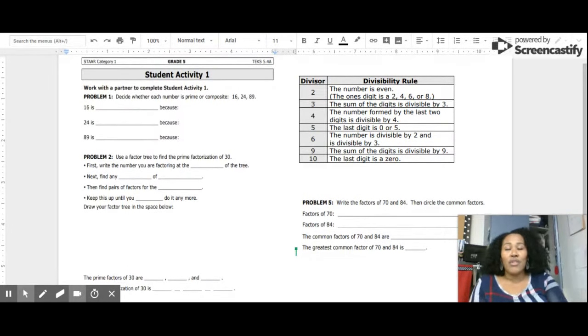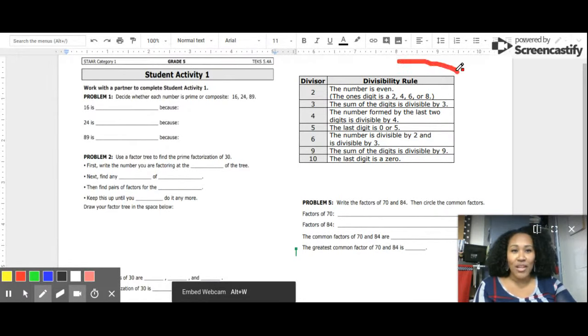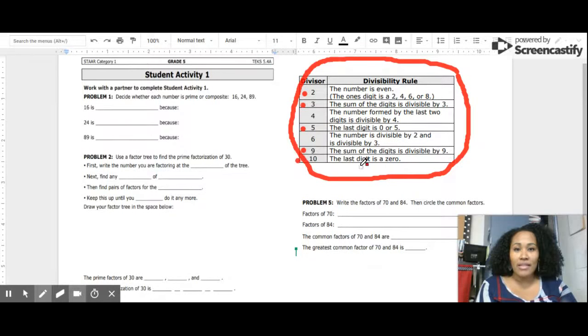Well, first of all, every time we hear prime and composite, the first thing I throw at you, do you know your divisibility rules? You better know them. So I have made it easy and I have stuck them right here for us, and we need to refer back to them as often as possible. So remember, divisibility rules, the ones that I want you to definitely know will be your twos, your threes. You need to know your fives, your nines, and your tens.